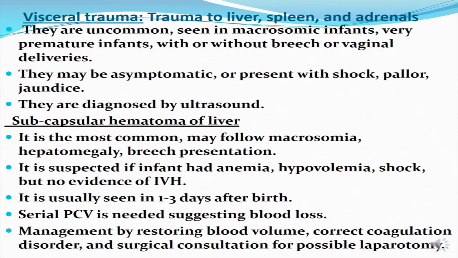It is usually seen 1 to 3 days after birth, and we need to do serial PCV. There will be a decline in the PCV, and there is no external bleed and no IVH. We should think of subcapsular hematoma of the liver. Management is by restoring blood volume, correcting coagulation disorder if present, and surgical consultation. They probably do laparotomy to stop bleeding.